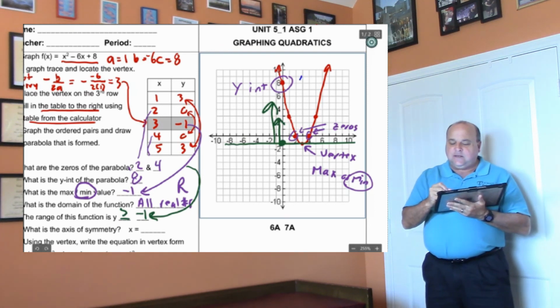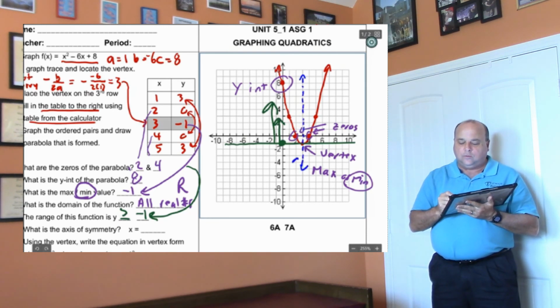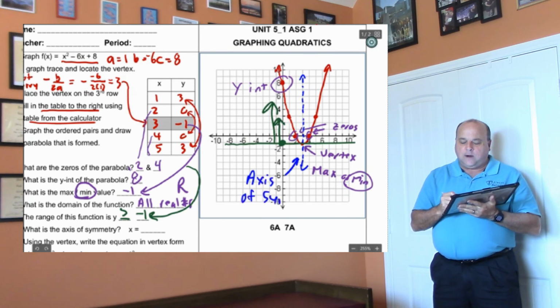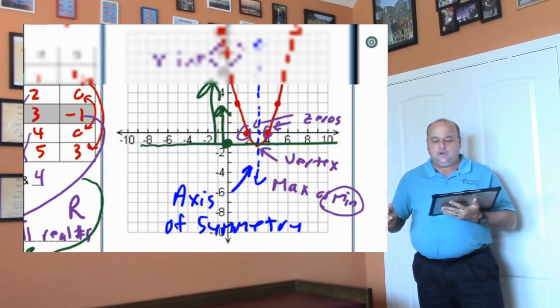The axis of symmetry is the line that splits the parabola in two. This is the axis of symmetry. Make sure you're writing this down, okay? Pause the video so you can write this down. I'll zoom in right here so you can see.